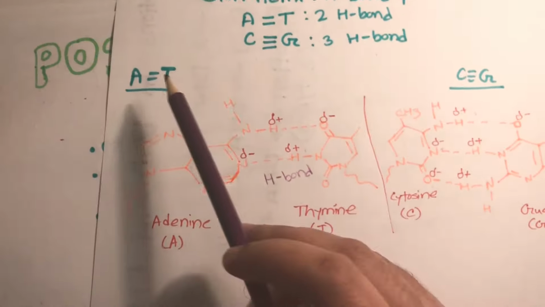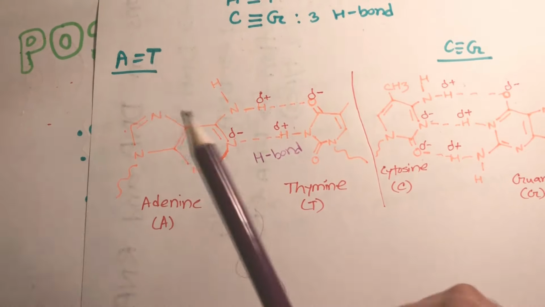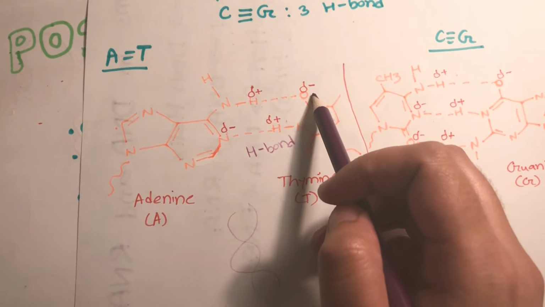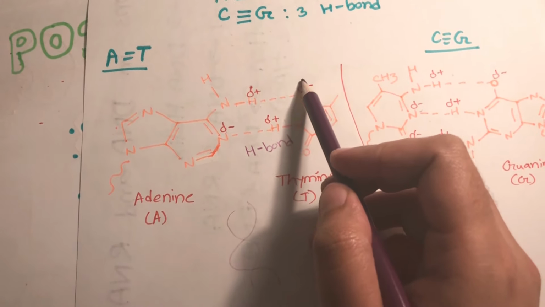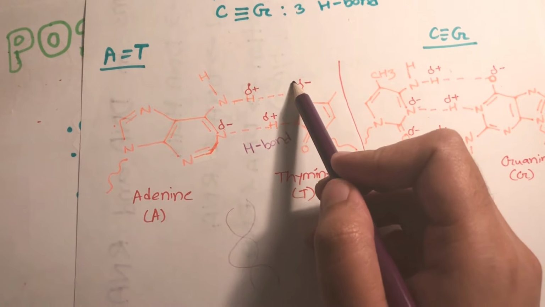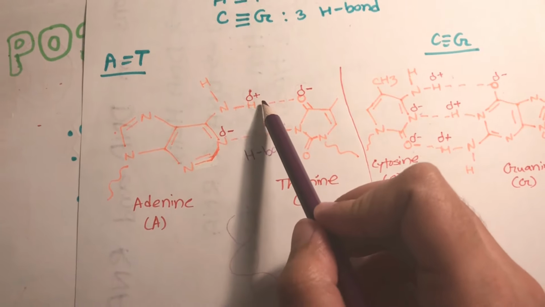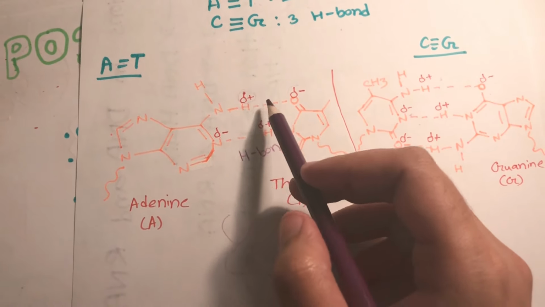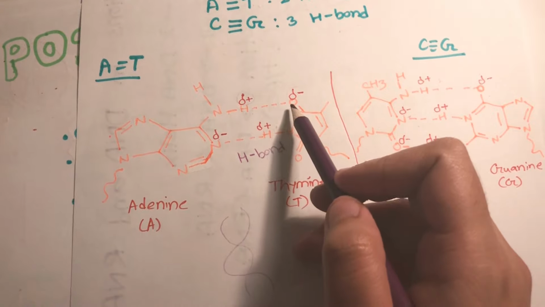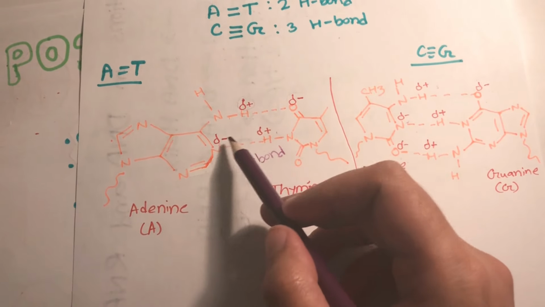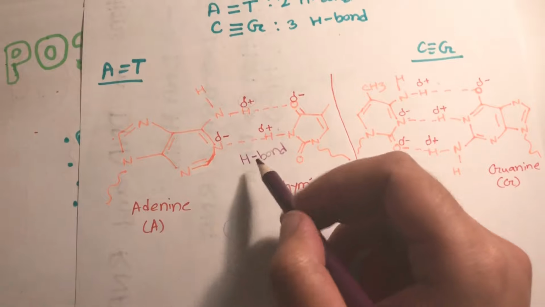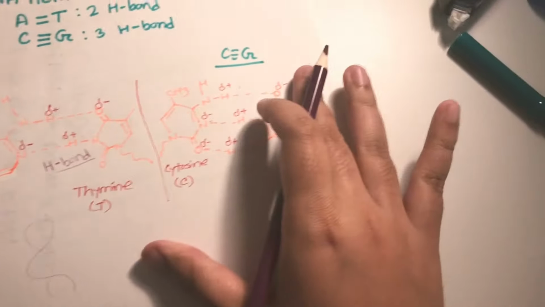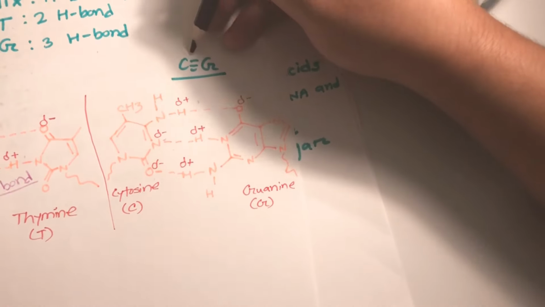First I'm going to talk about the bonds between adenine and thymine. Here we can see that the nitrogen and oxygen atoms are electronegative and have a negative charge on them, whereas the hydrogen atoms in both cases have a positive polar charge, and that is why there is an attraction between these positive and negative charges, and hence there are two hydrogen bonds present between adenine and thymine.